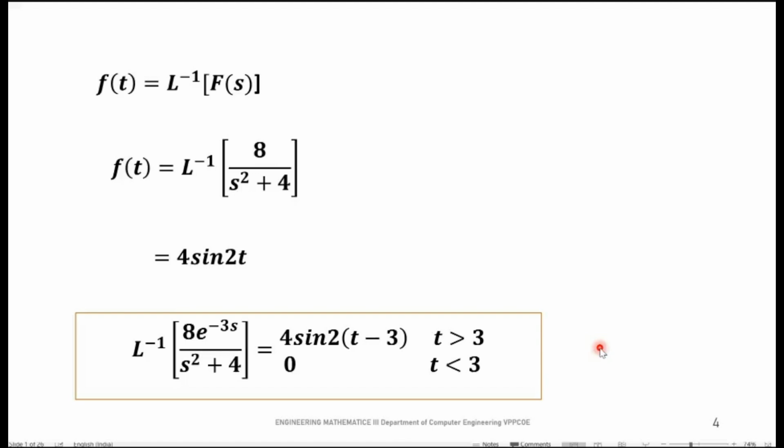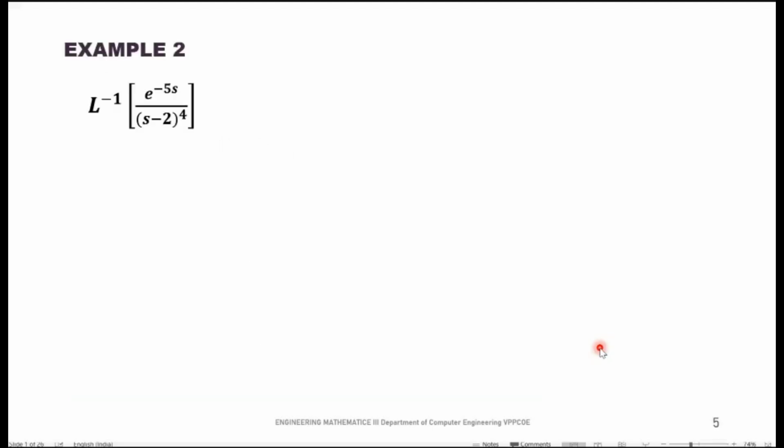Okay? So we'll take one more problem. L inverse of e raised to minus 5s upon s minus 2 whole raised to 4.